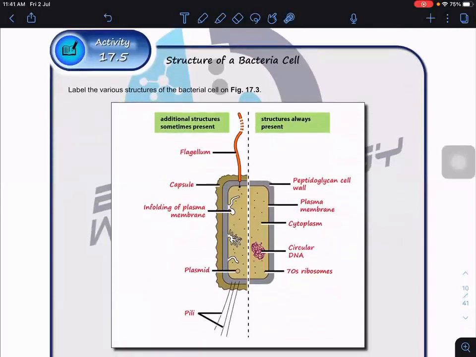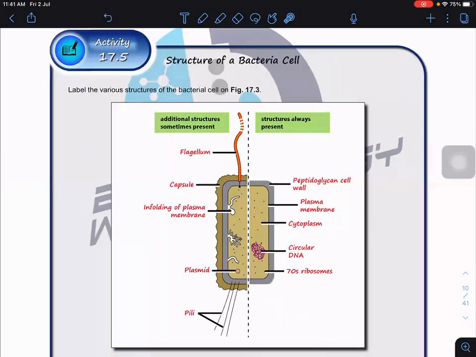So you classify the features of bacterial cells into two parts. One is the structures always present; they must be there. The peptidoglycan cell wall must be there. The plasma membrane must be there for all bacterial cells. Cytoplasm, yes. Circular DNA, yes. And 70S ribosomes in the cytoplasm, yes. But it depends on what kind of bacteria.